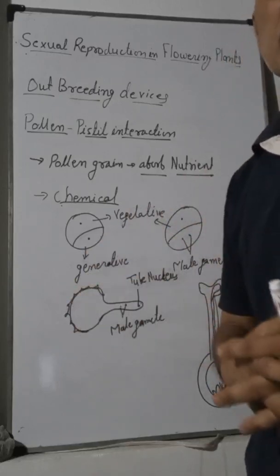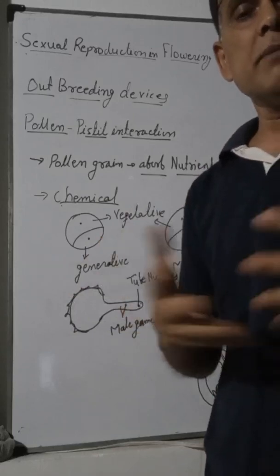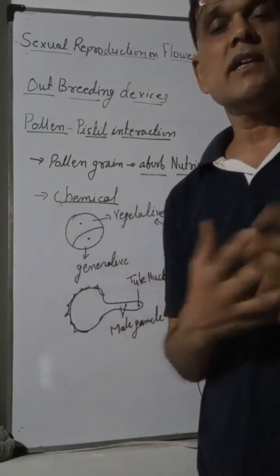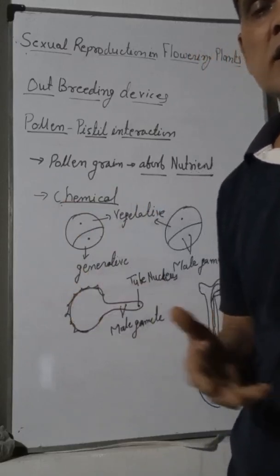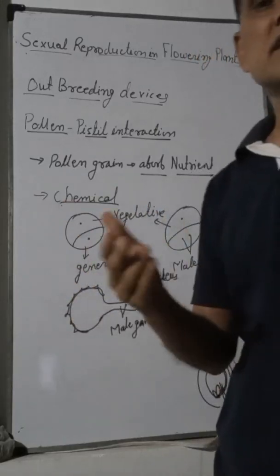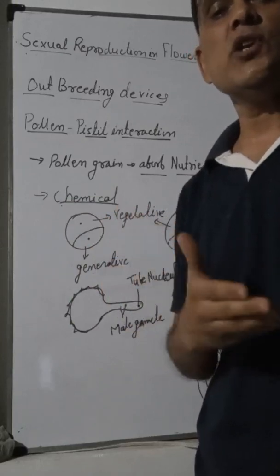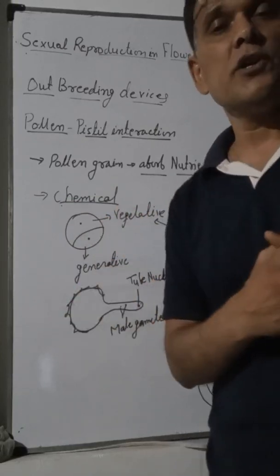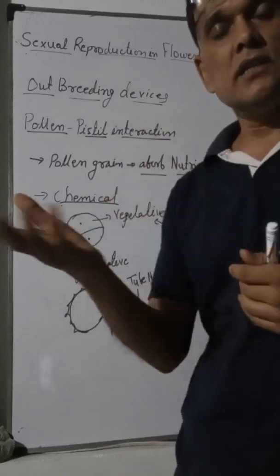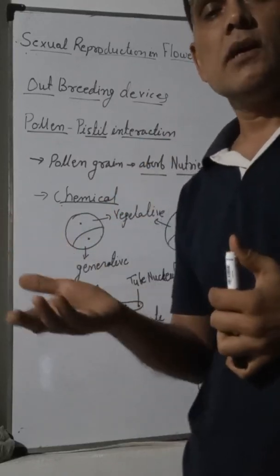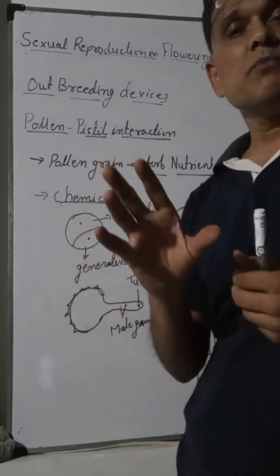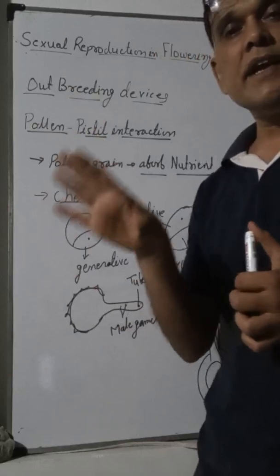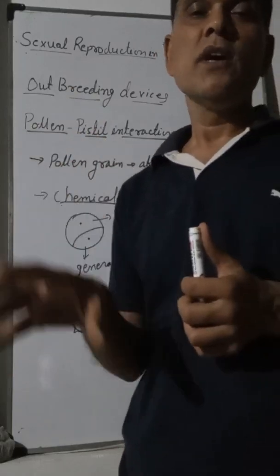In some plants it is immediate, within 5 minutes. In some plants it requires 8 to 10 hours. Just like in chickpea plants, pea plants, crotalaria, balsam, it germinates within 15 to 20 minutes. We can also germinate the pollen tubes inside the laboratory in these plants, crotalaria, balsam, pea plants, chickpea, within 15 to 20 minutes by utilizing a 10% sugar solution.